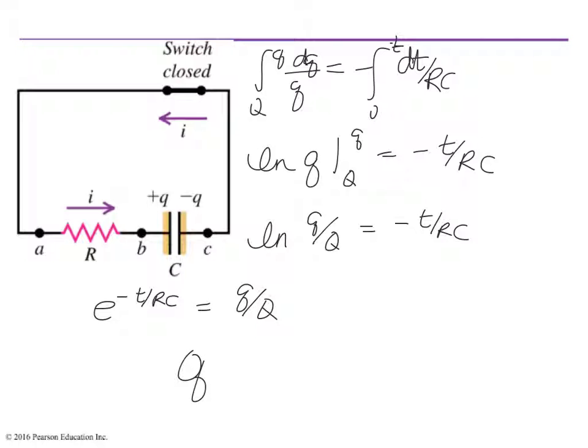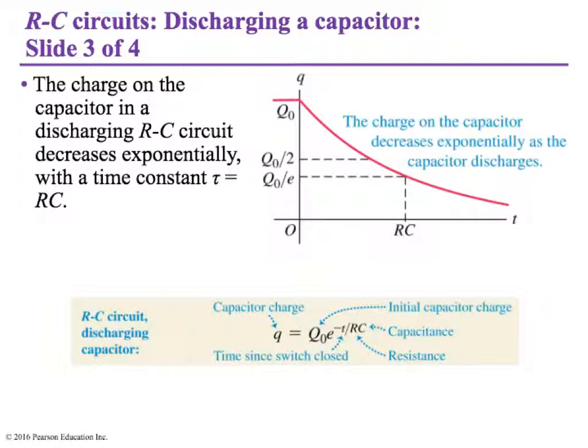So Q as a function of time is equal to the original charge times e to the minus t over RC. So this time we see that the charge is exponentially decaying, similarly to how the current decayed in the last case. We can sketch what it looks like. It starts off at the maximum charge and drops off. Again, R times C is our time constant.